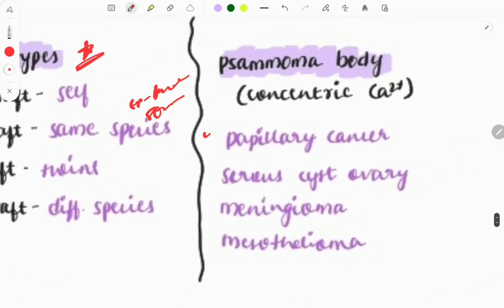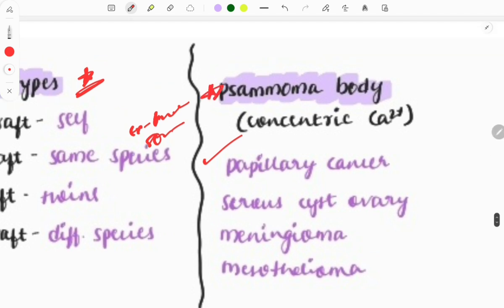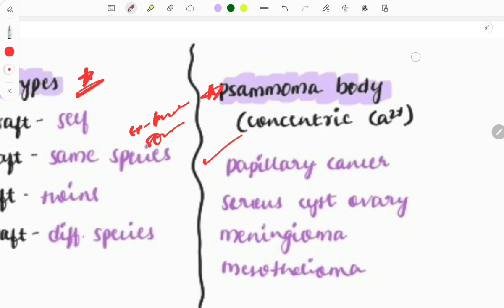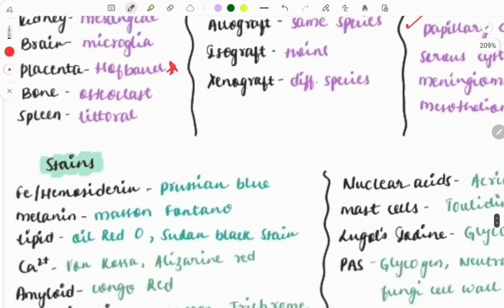Psammoma bodies. So these are the various diseases in which you can see the psammoma bodies, and you need to remember this because questions are asked on the psammoma bodies. It is the concentric rings of calcification. So the calcification occurs in rings like this, and this is quite a famous topic.